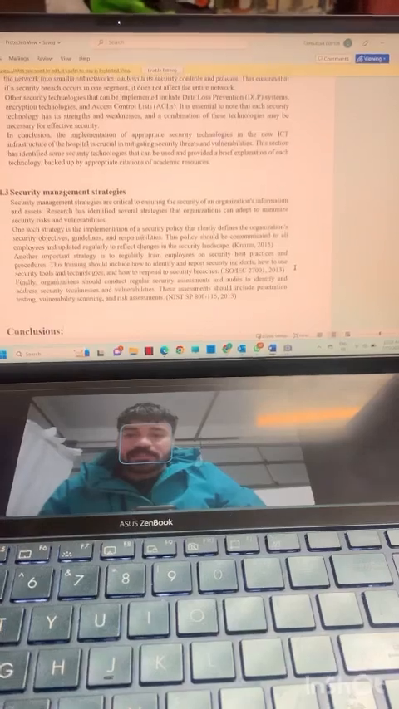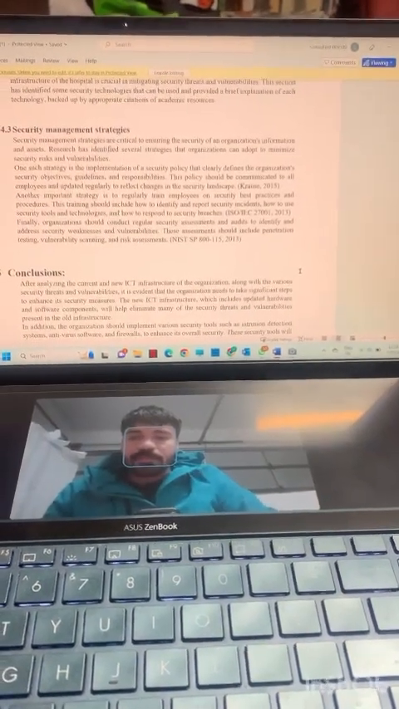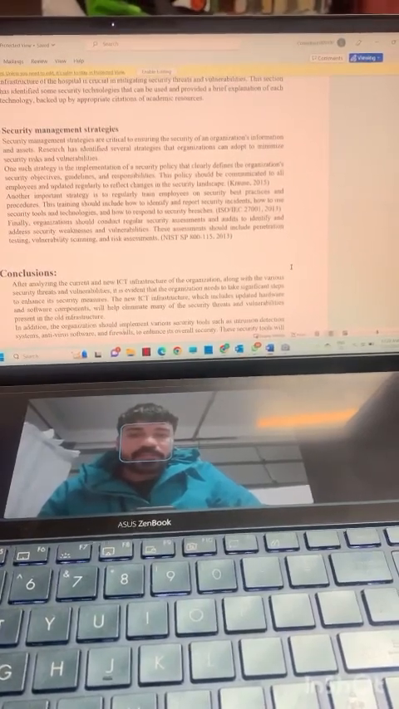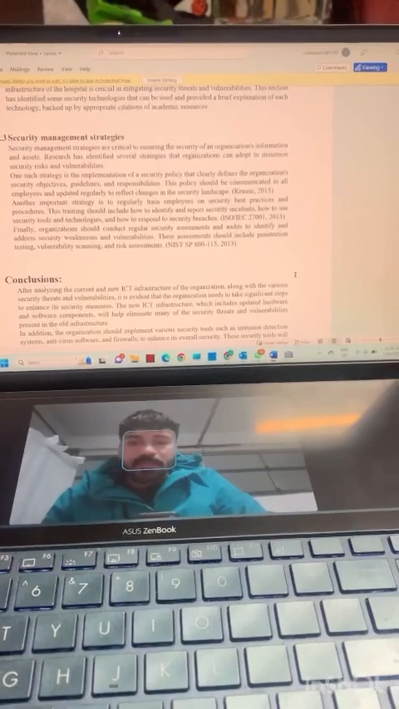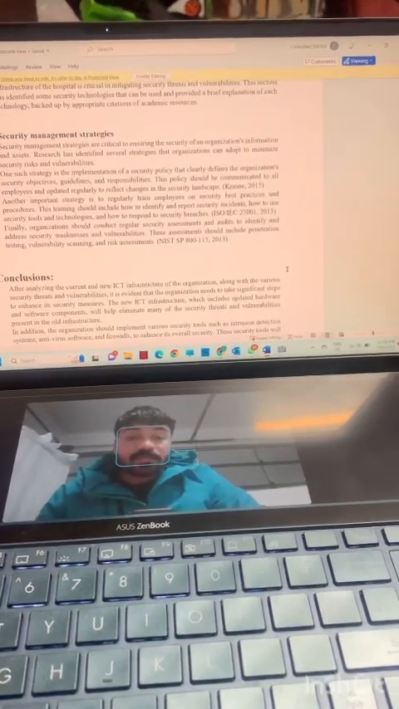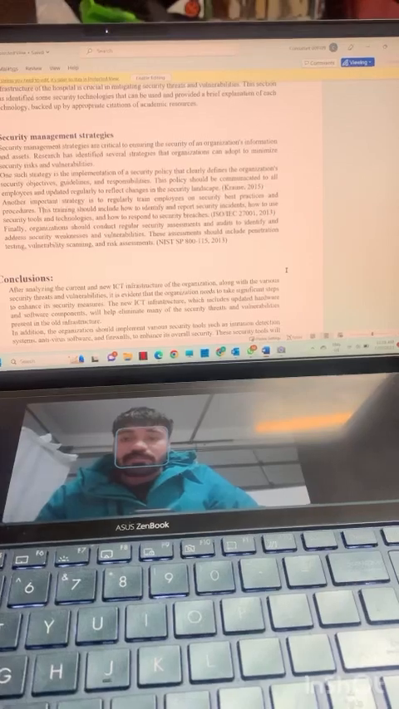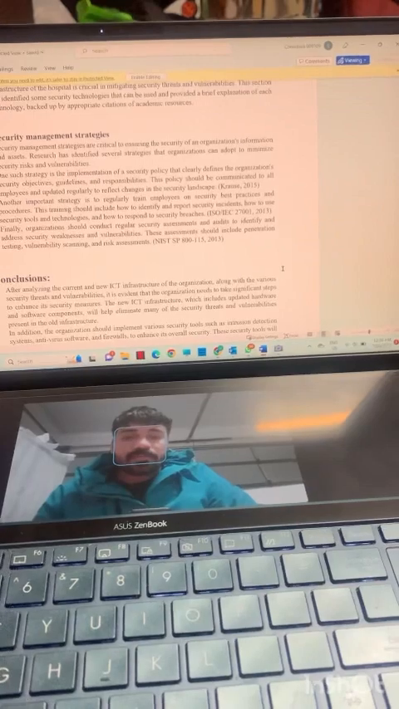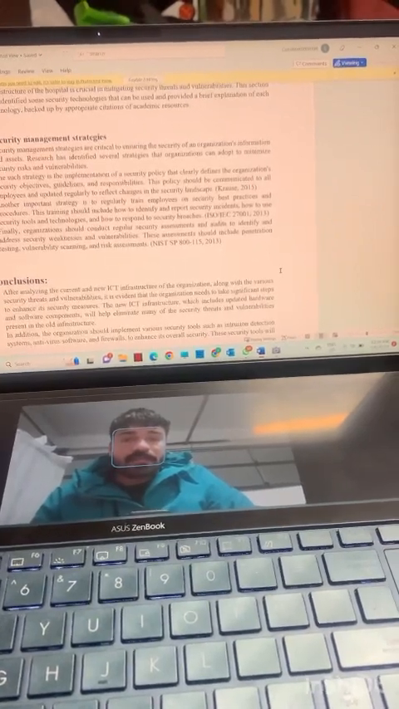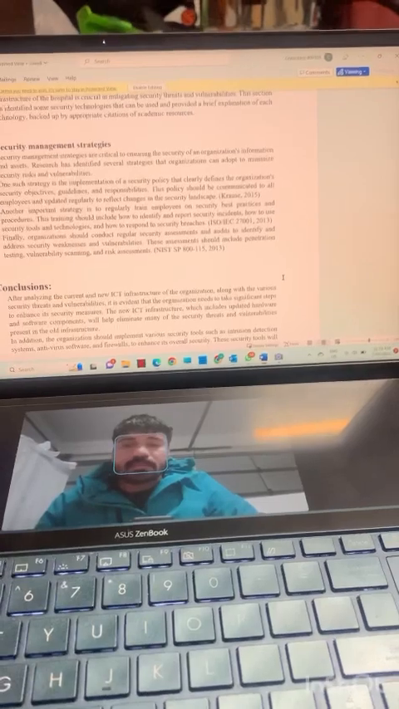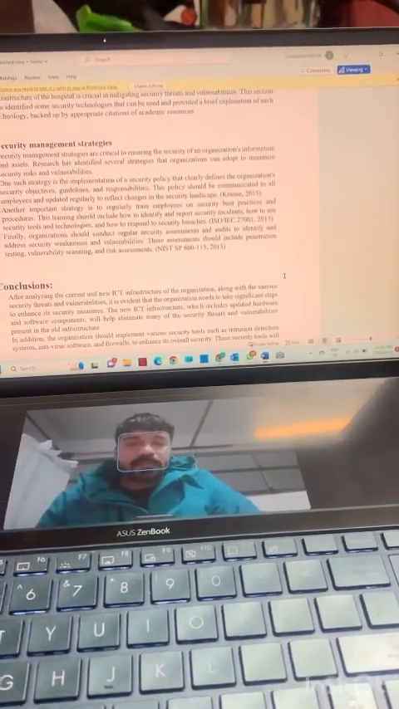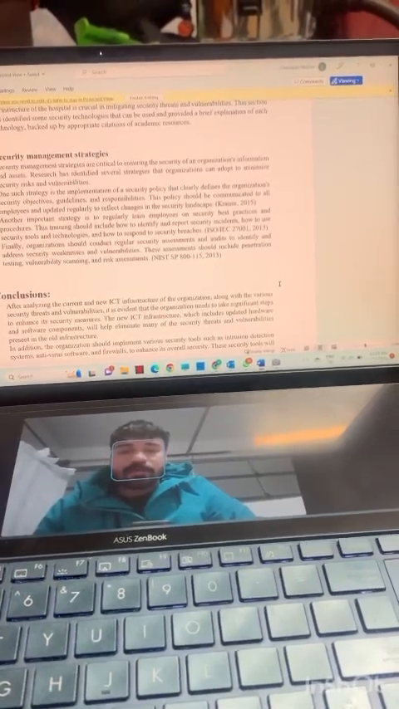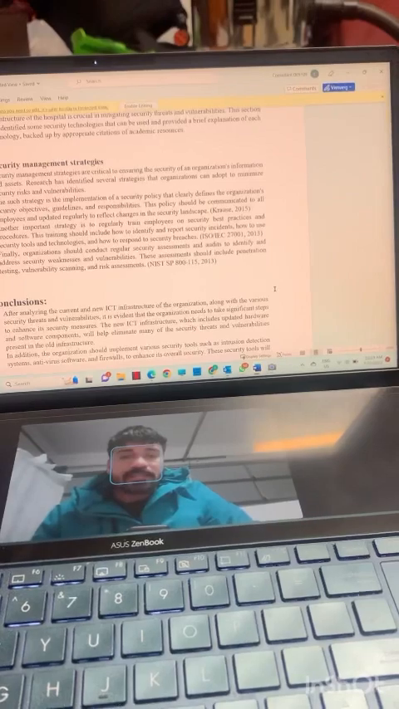Security management strategy. Security management strategies are critical to ensuring the security of an organization's information and assets. Research has identified several strategies that organizations can adopt to minimize security risk and vulnerability. One such strategy is the implementation of a security policy that clearly defines the organization's security objectives, guidelines, and responsibilities. This policy should be communicated to all employees and updated regularly to reflect changes in the security landscape.